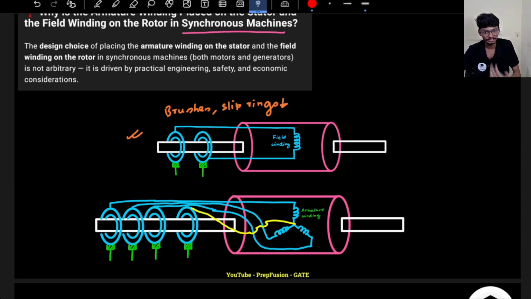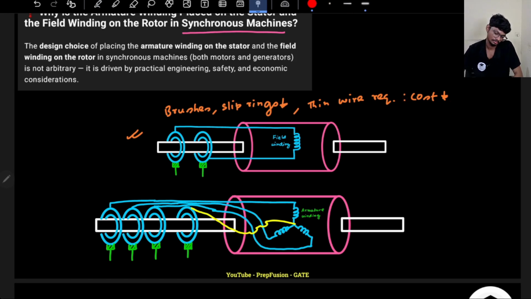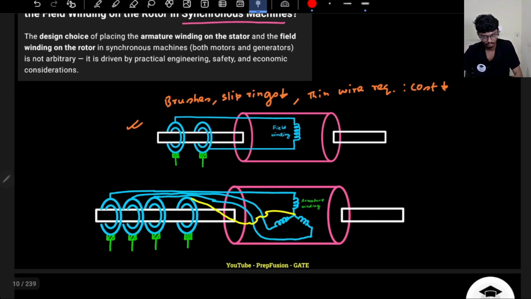What is the other advantage? If you remember, the armature generally carries higher current. If the current is higher, then the wires required will be thicker. So here a thin wire is required, so basically my cost will go down. Thin wire required, so cost goes down.